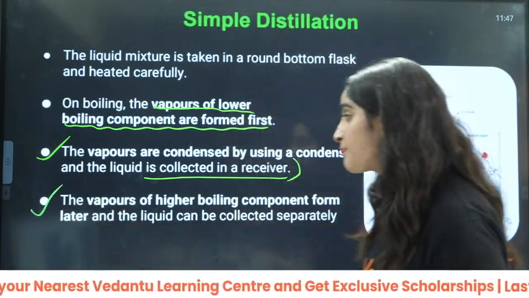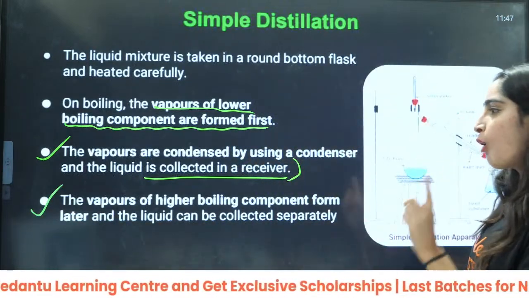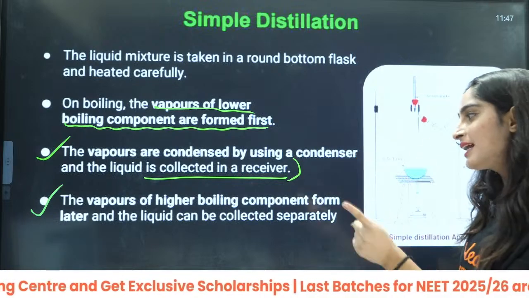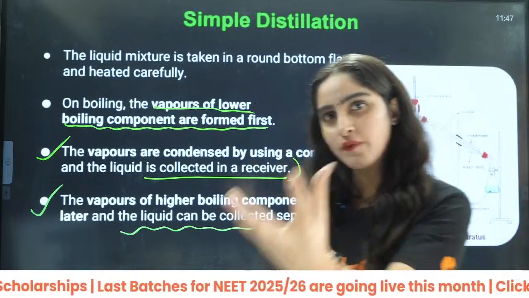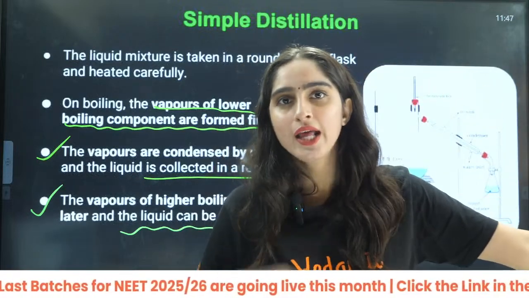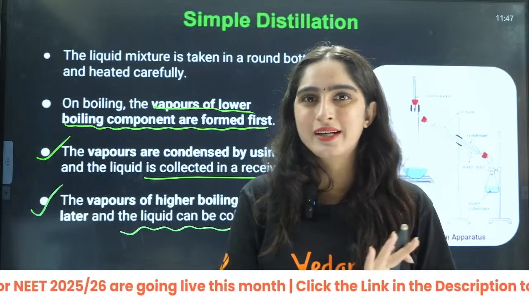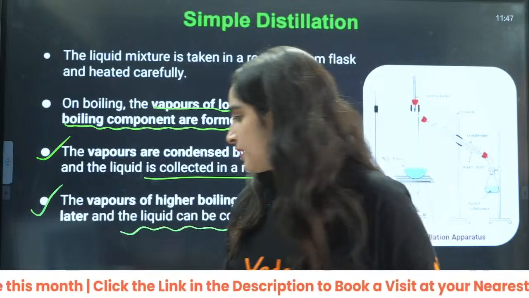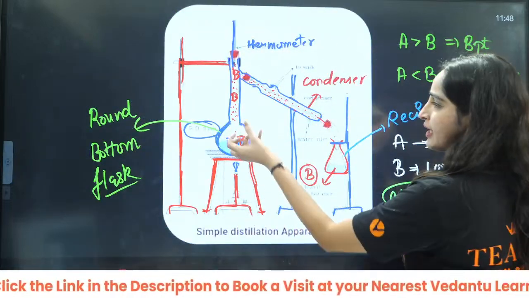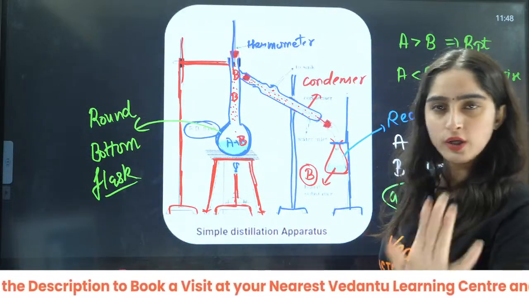Next, the vapors of the higher boiling point component form later, and the liquid can be collected separately. Firstly, we will collect the first liquid, and after that you can either collect the other one, if it is still in the boiling phase, or you will just have that other liquid in the round bottom flask. That is totally your choice.